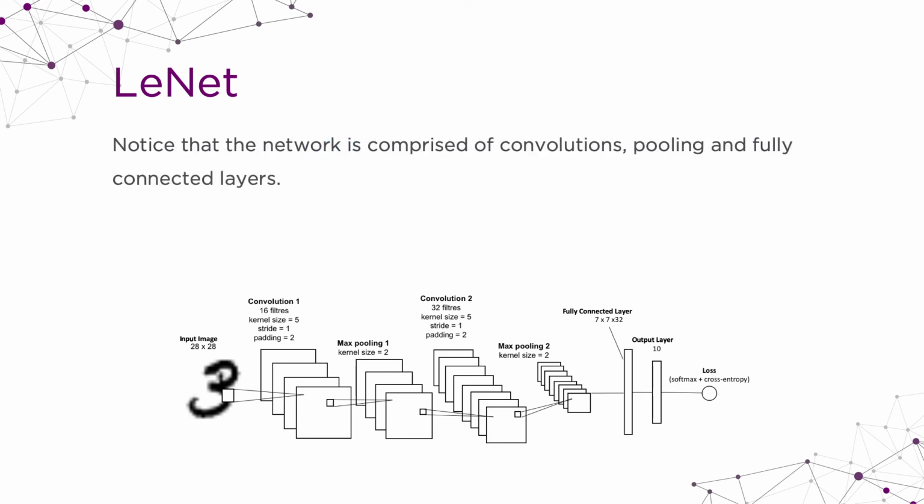Just notice that this network is essentially comprised of convolutions, pooling, and fully connected layers. This was a model developed in the late 90s, and this is still true of most architectures today: it is just convolutions, pooling, and fully connected layers. And later on in the day, I'm going to introduce to you some more modern architectures, and you'll see how this is still true.